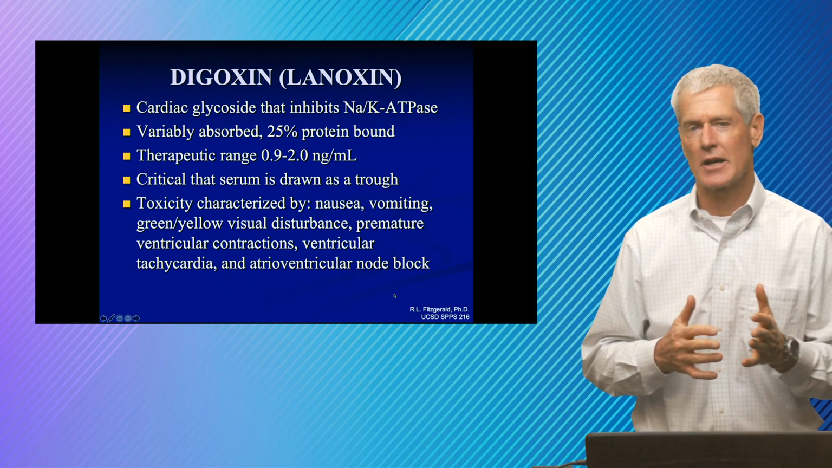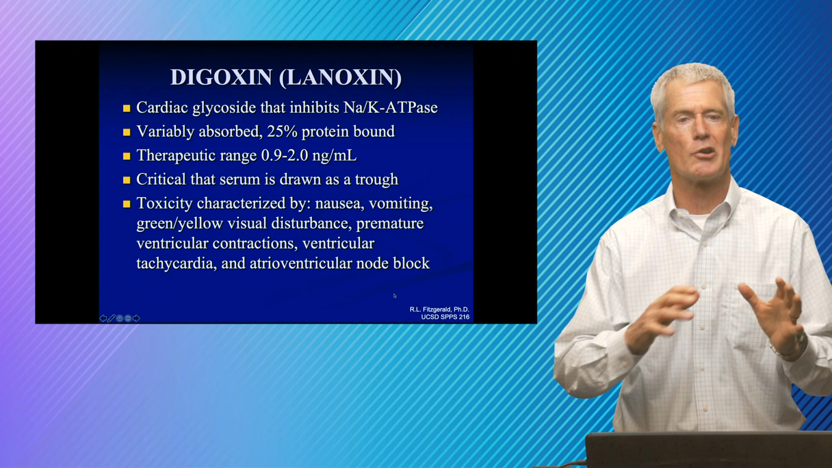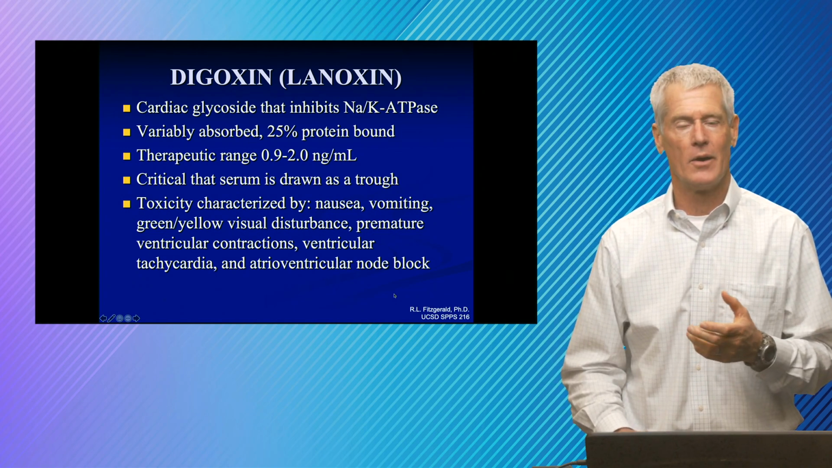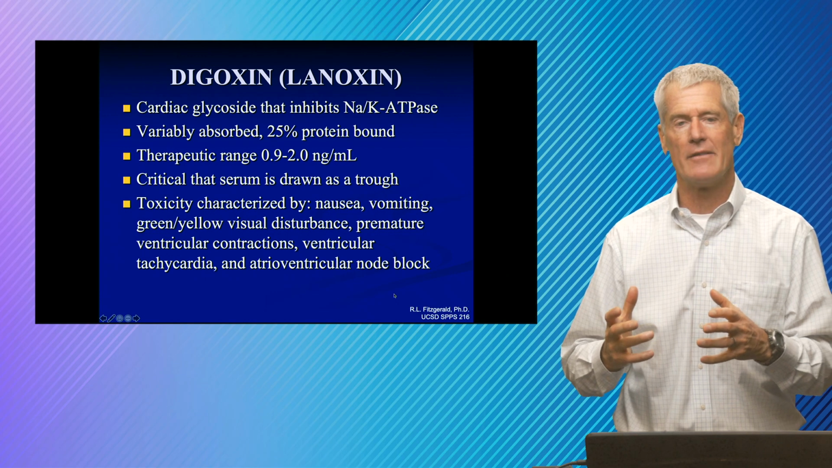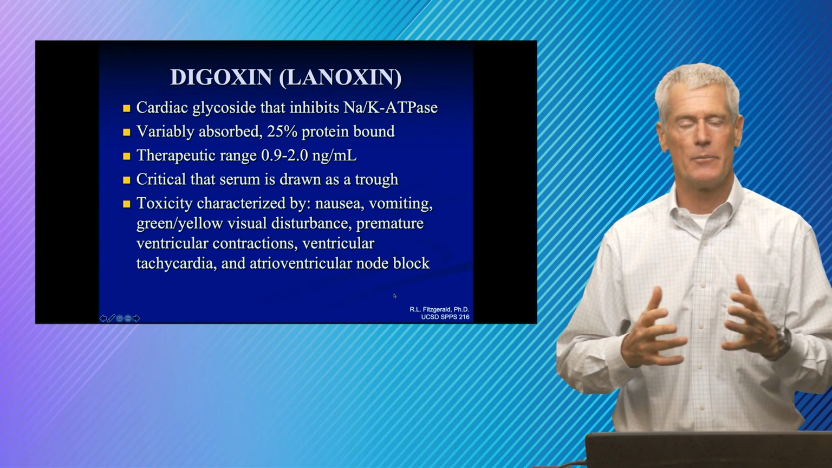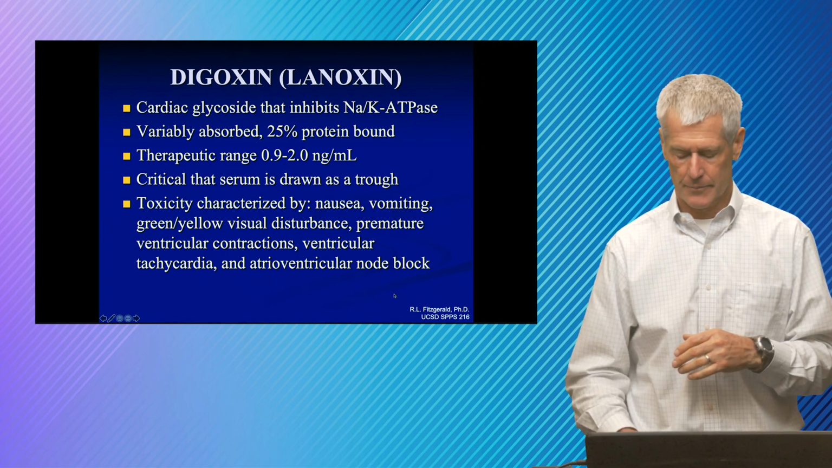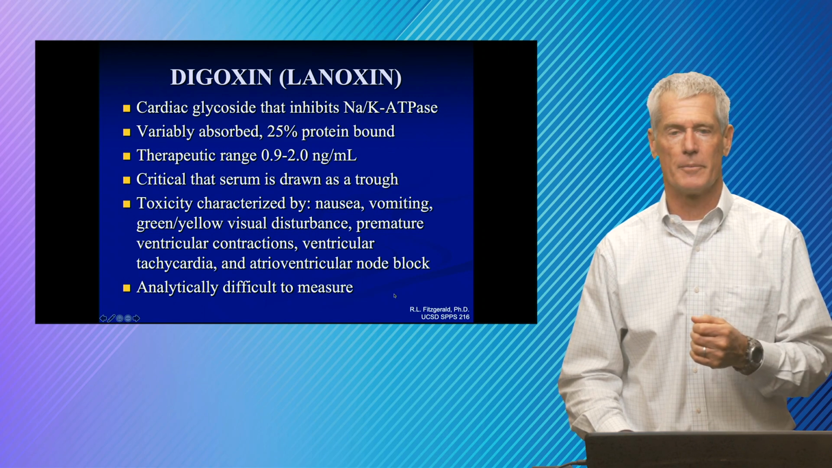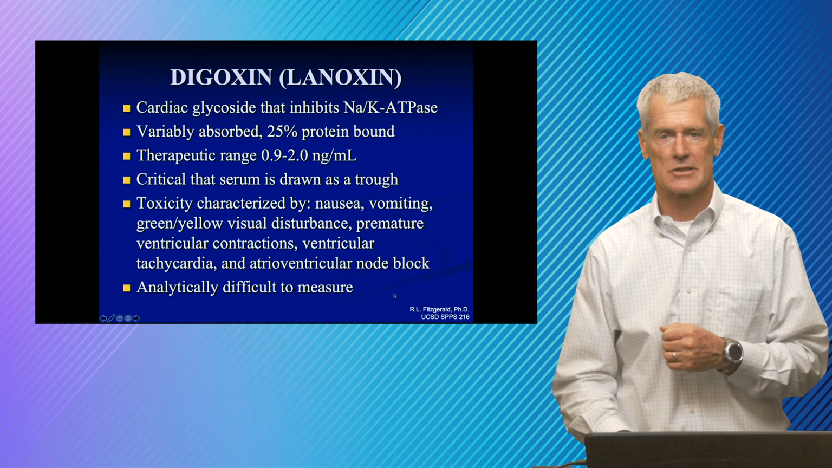So a characteristic toxicity of digoxin is this visual disturbance where they see these weird green-yellow colors. And they think that that's maybe why Van Gogh painted all those crazy starry nights and things, because he was on digoxin. It also causes AV blockade and is sometimes used to cardiovert people because of its ability to block AV transmission. As I said, it's difficult to measure because of the endogenous digoxin-like substances.